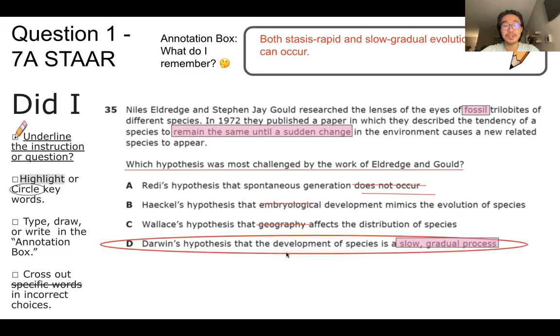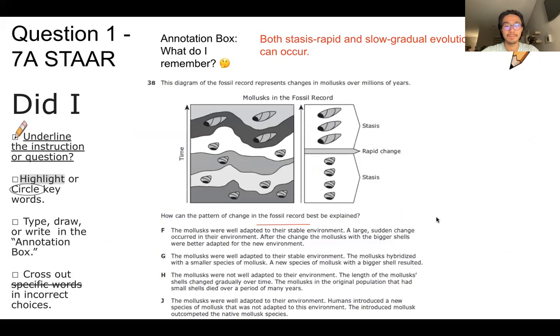So we come back to the idea that slow gradual change is a slightly different idea than no change, stasis, and then rapid change, right? It's two different ideas, two different speeds of change. So they would challenge each other. So it's D.